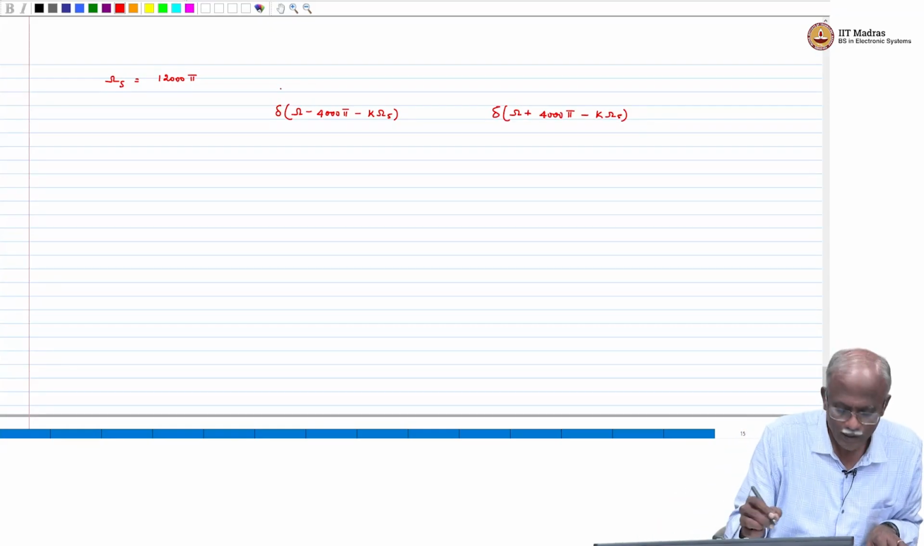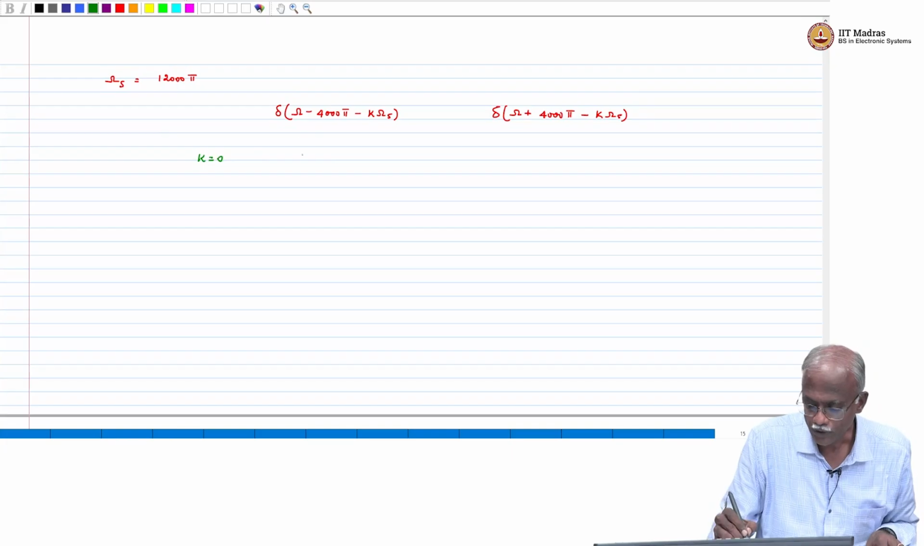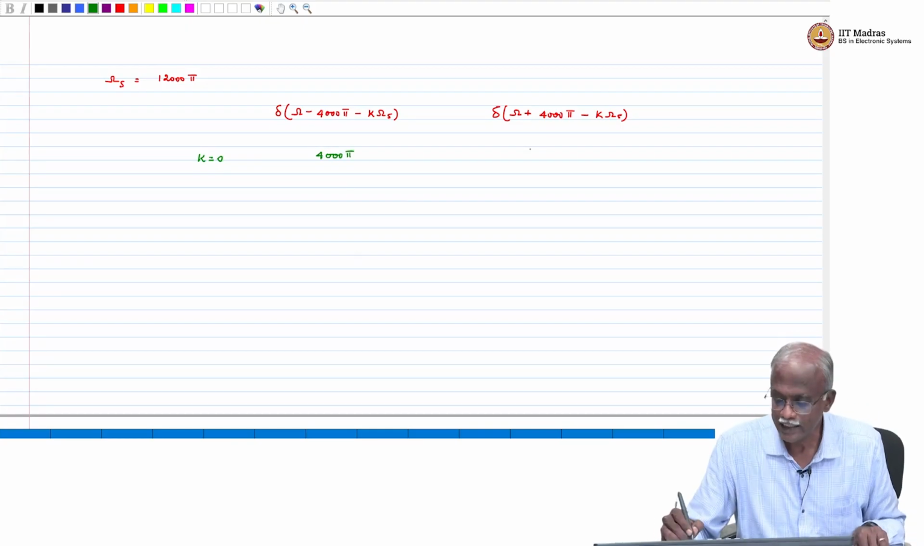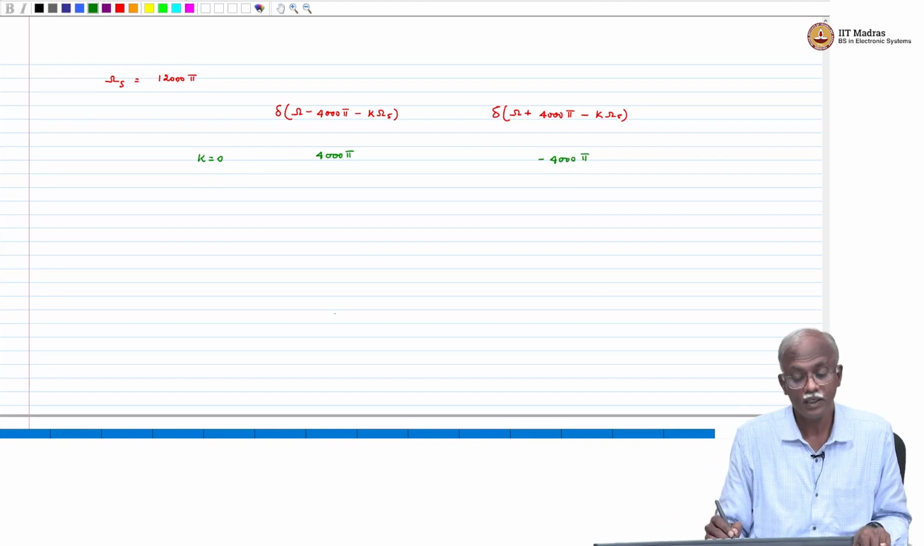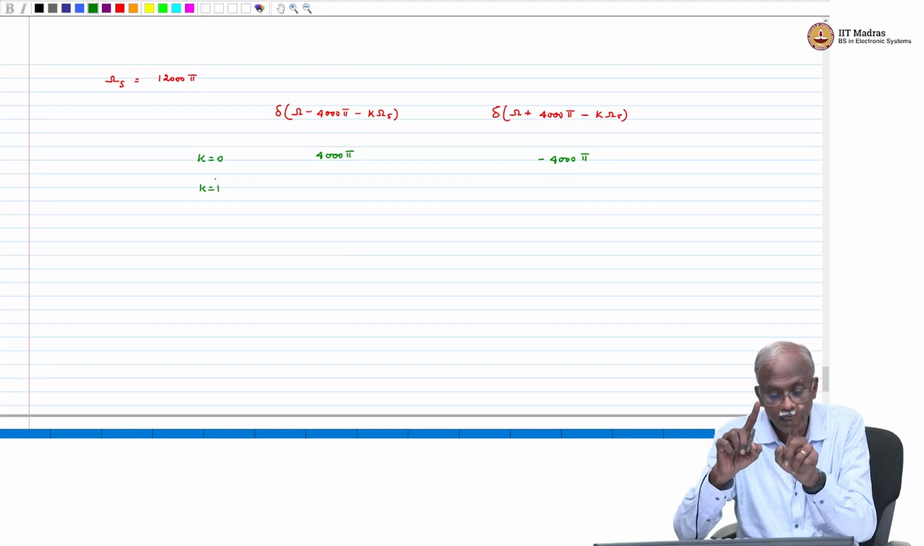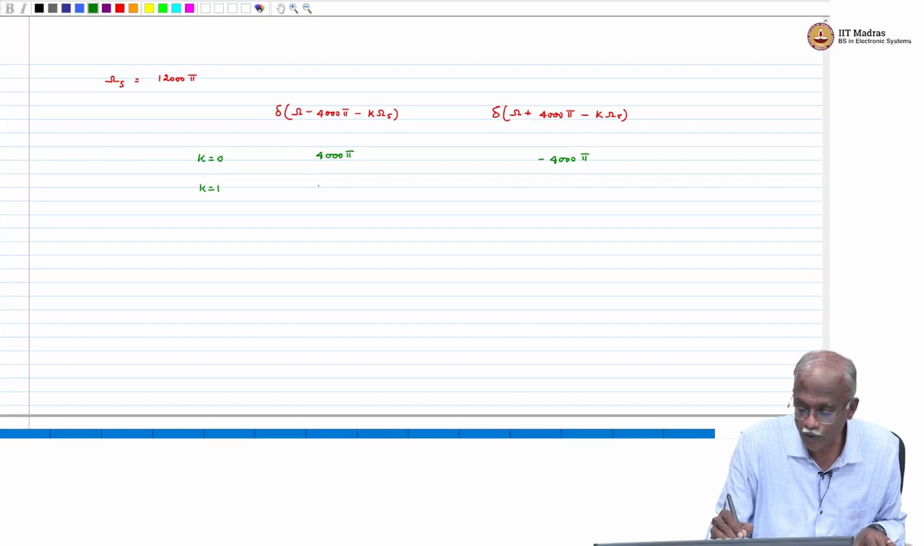Okay. Now, if I take k equal to 0, then I will get a delta function at 4000 pi from this contribution. This will be a delta function at minus 4000 pi. Okay. Take k equal to 1. K equal to 1, this Dirac delta function will be shifted by 12,000 pi. So, this will go to 16,000 pi.